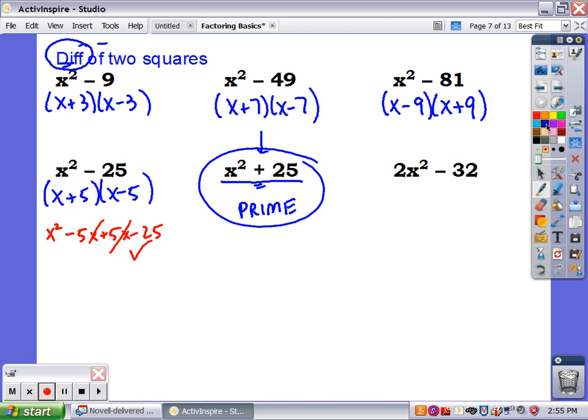And of course, you have to put everything together. What was the first thing we said we're always going to look for? Oh yeah, GCF. So always look for that. If I pulled out a 2, I would be left with x squared minus 16, but don't stop.